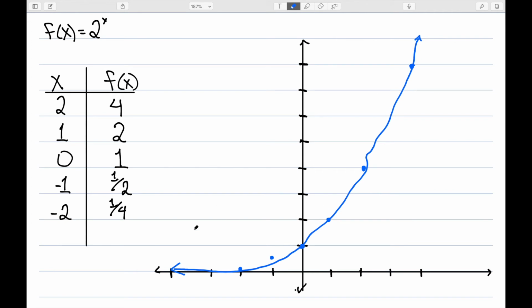We can see that, as I called this a growth function, as we move from left to right, we get bigger. And we can also see my range is 0 to infinity. I always stay above the x-axis.